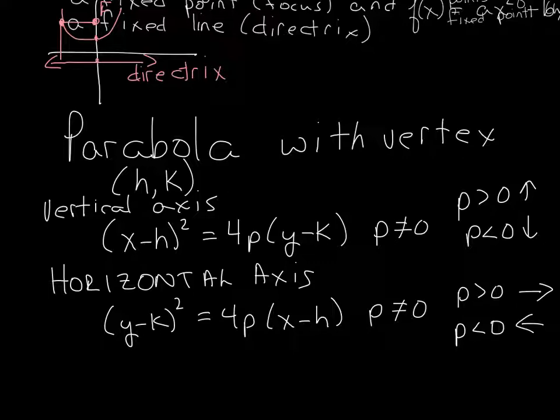Remembering that P is the distance between the vertex and the focus, and it's also the distance between the vertex and the directrix. They're on opposite sides of the vertex. So 2p would be the distance between the directrix and the focus. Right? Is it both of them added together? P is the distance between the vertex and the focus.